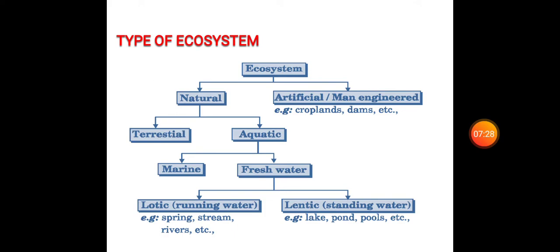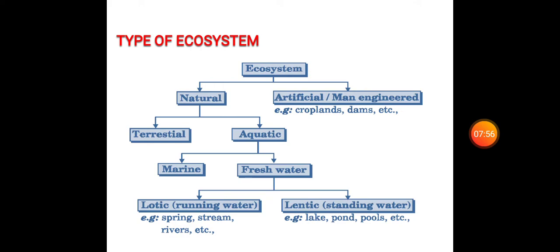Then the freshwater ecosystem is further classified based on the movement of water. One is the lotic ecosystem, another one is the lentic ecosystem. Lotic means moving water or running water. Examples for the running water lotic ecosystem are spring, stream, river. These all involve movement of water from one place to another place. So these are under the freshwater ecosystem.